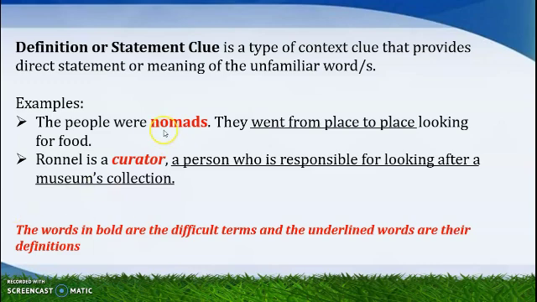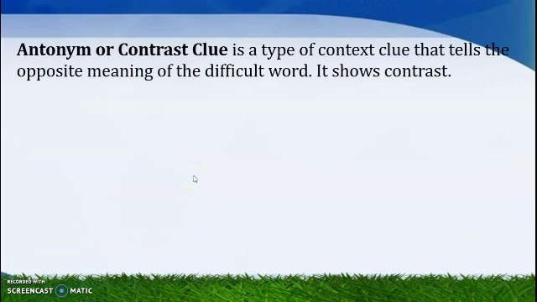For example, in here, the unfamiliar word is nomads, and the meaning or the definition of the word nomad is went from place to place or go from place to place. In this sentence, the unfamiliar word is curator. The meaning or the definition of the word curator is a person who is responsible for looking after a museum's collection.